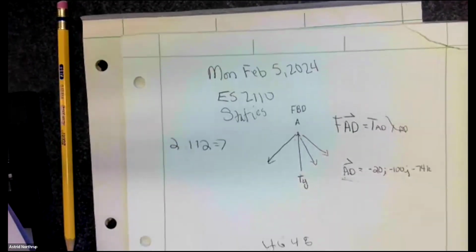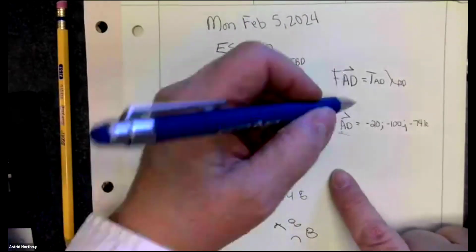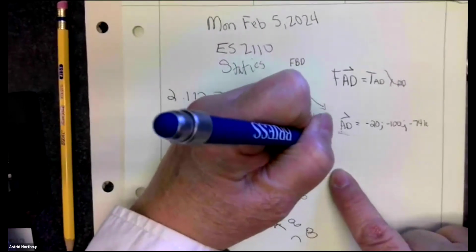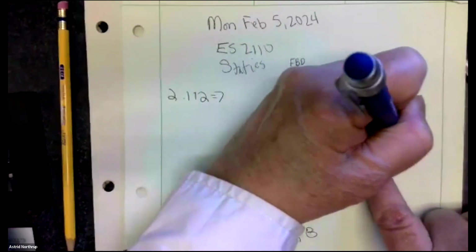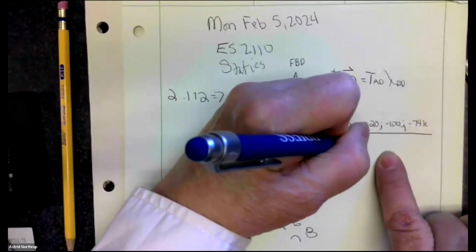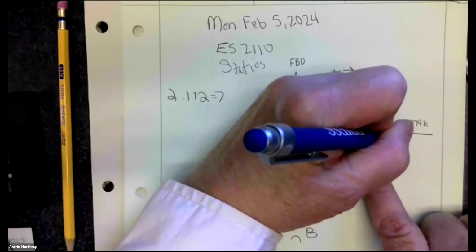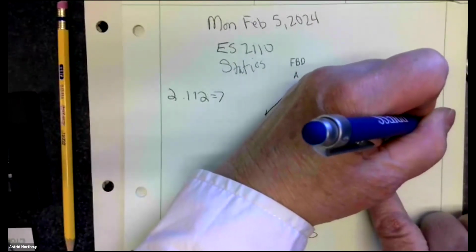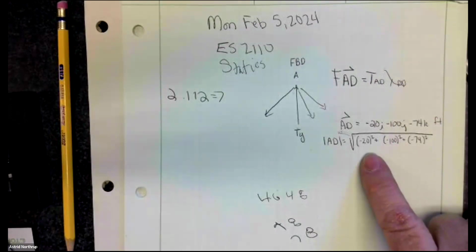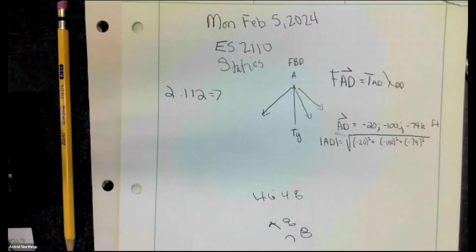All right. Now, in order to find that unit vector, the next thing we have to do is to find the length of AD, which we do using a three-dimensional version of the theorem of Pythagoras. So we take negative 20 and square it, add to that negative 100 squared, and add to that negative 74 squared. Then take the square root of that sum. Now, the thing to notice here also is whether it's negative or positive. Yes, always positive, right?